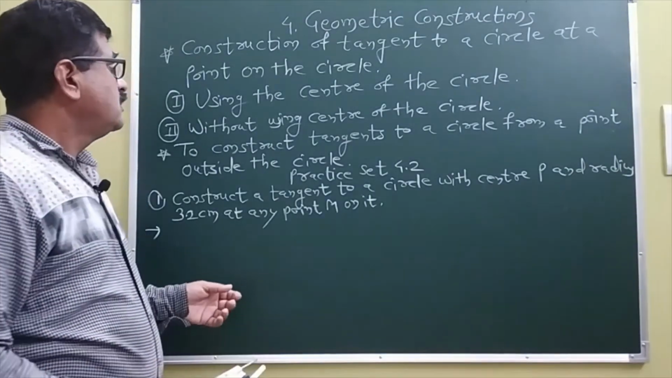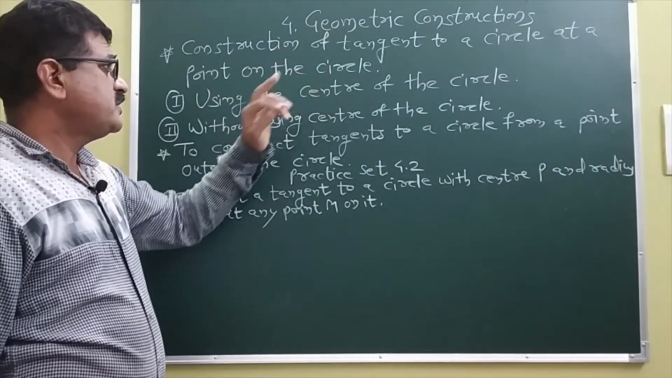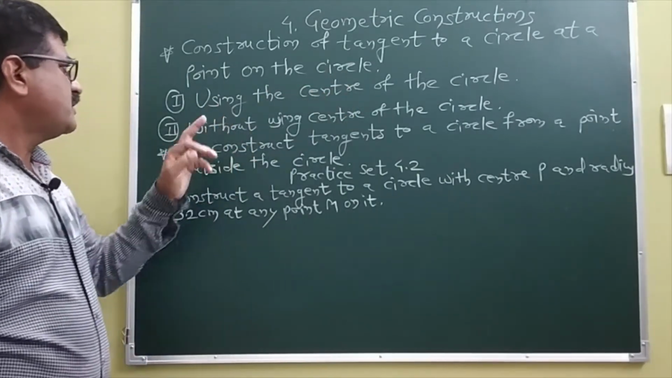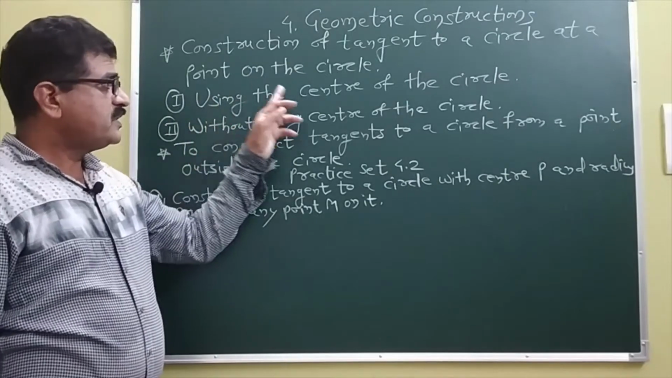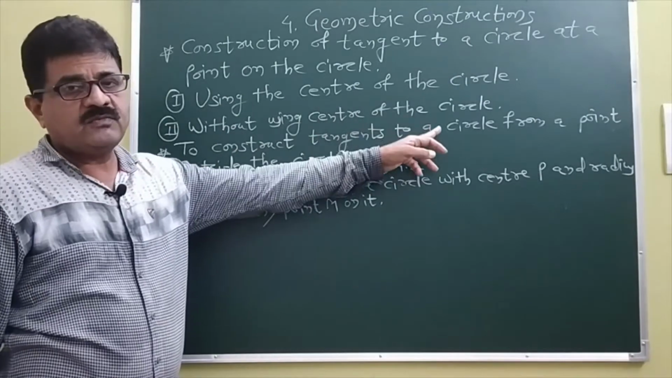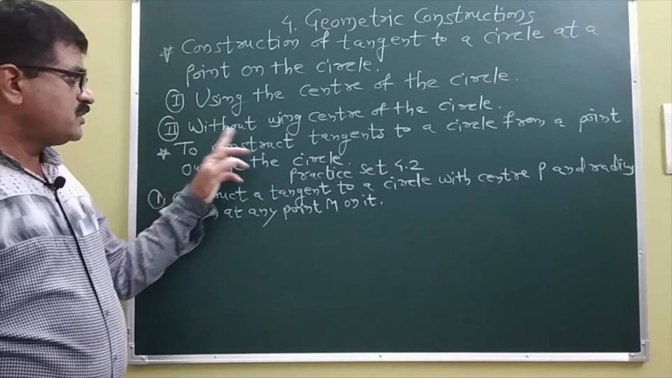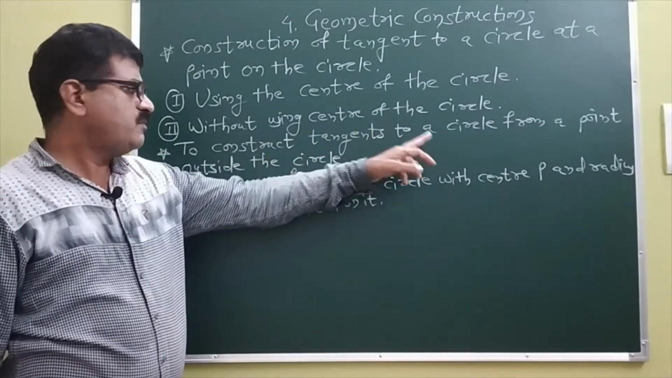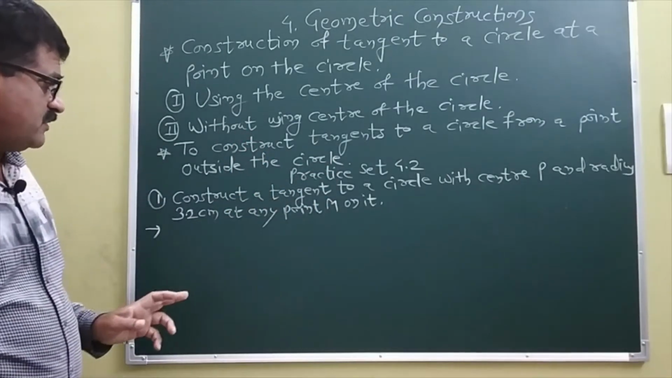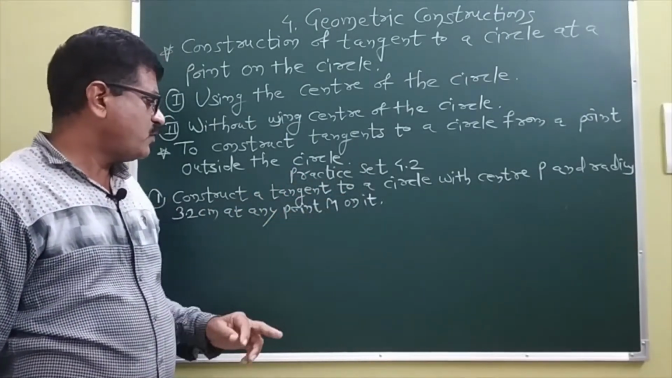Hello students, today we see the next topic, that is construction of a tangent to a circle at a point on the circle. Now there are two types. First, using the center of the circle. Second, without using the center of the circle. And another: to construct tangents to a circle from a point outside the circle. We have to construct tangents. Now we see examples. Practice set 4.2.